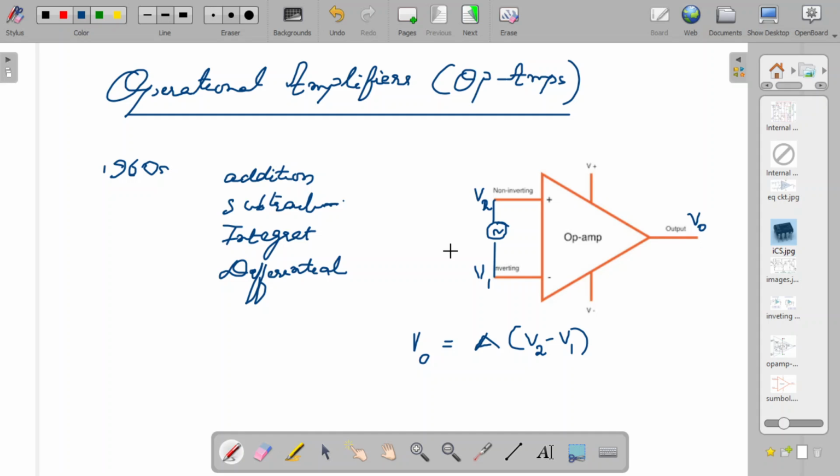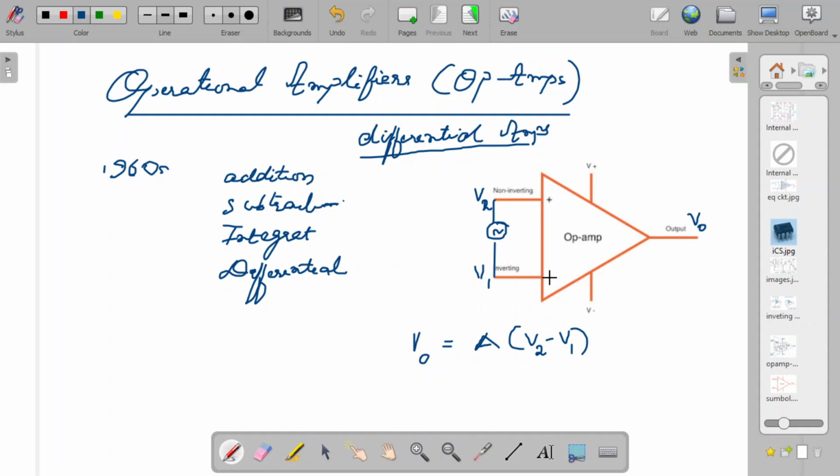Which means that it is called a differential amplifier, and that is the reason why you call this op amp a differential amplifier. When you learn about op amps, one of the important parameters or features which is discussed is that they are differential amplifiers. And why do we call them differential amplifiers? Because the difference of the input signals is amplified, or the output voltage is the amplified form of the difference of the input signals, and that is why we call it a differential amplifier.